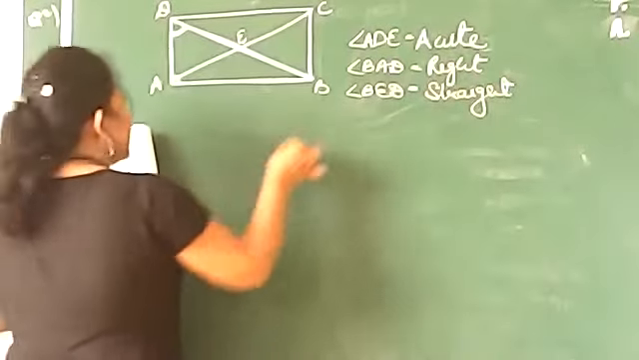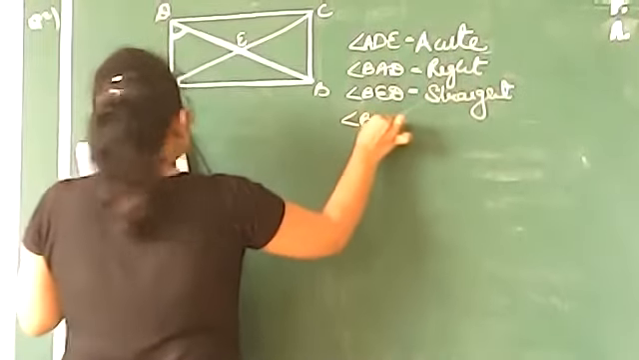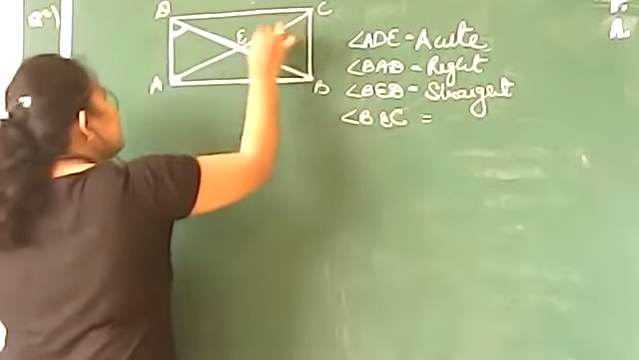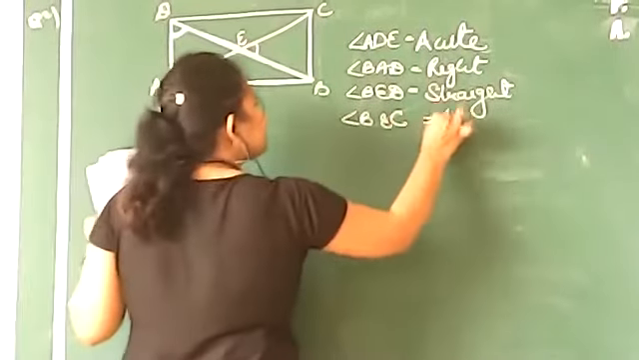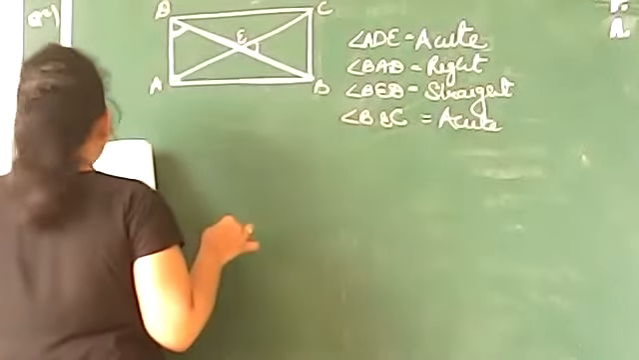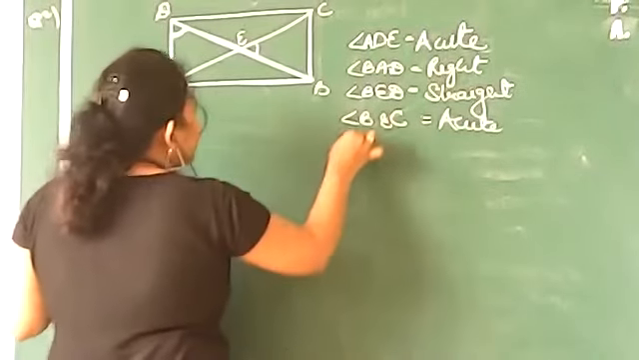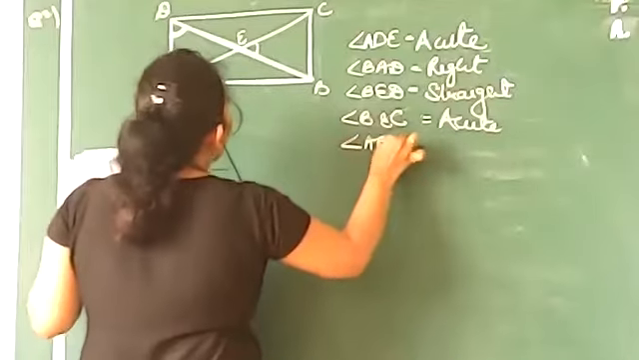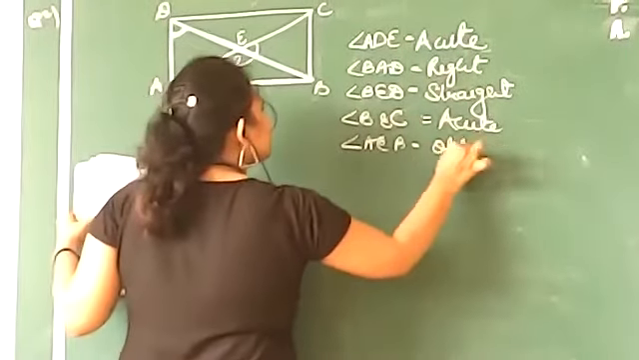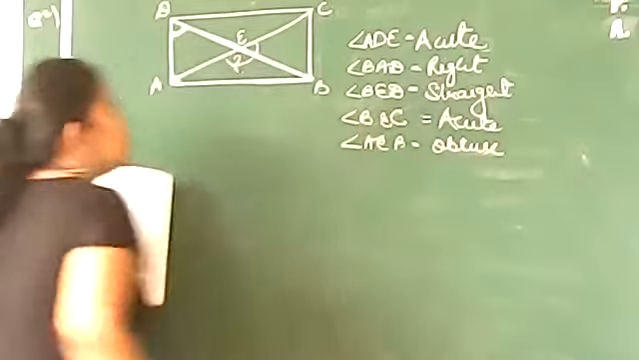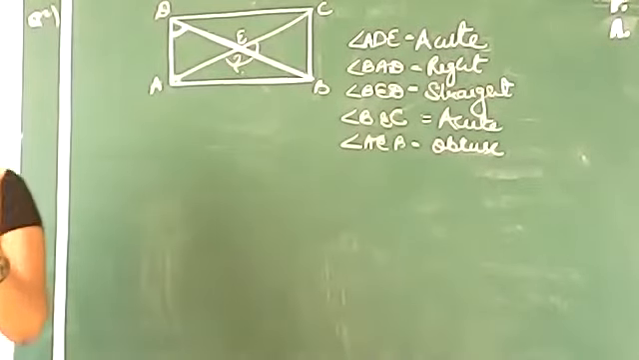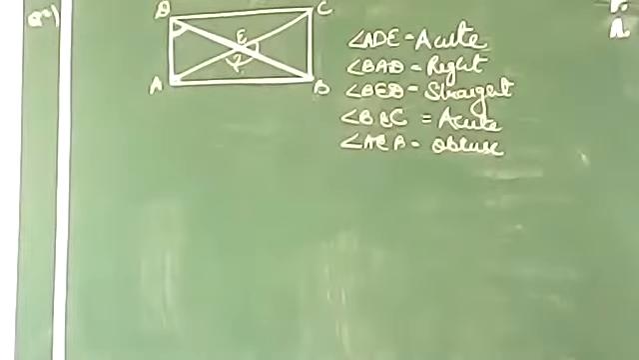Move on to the next one, BEC. Acute. And the next one is AEB. AEB is an obtuse angle. So this was all about question number 2. We have done it, so page number 49 we have completed.